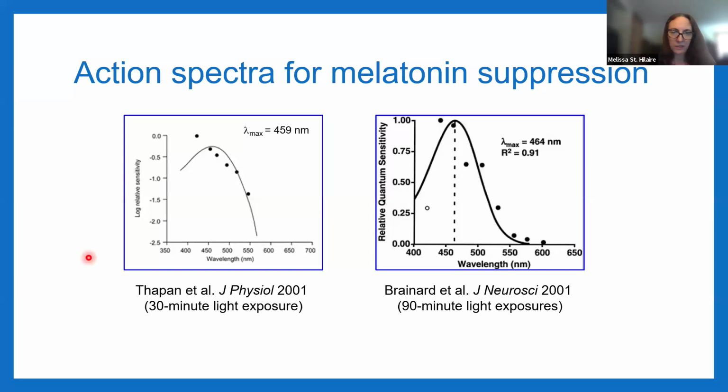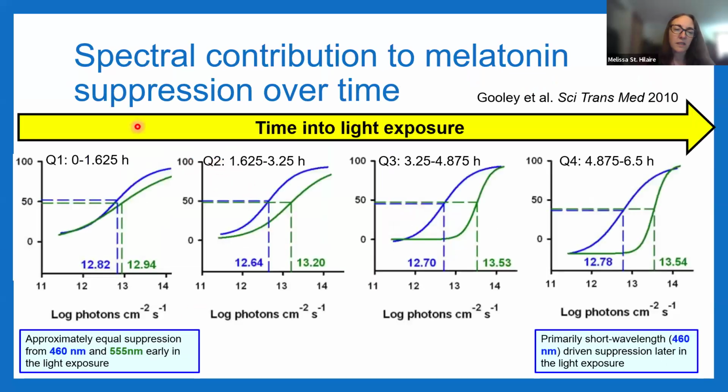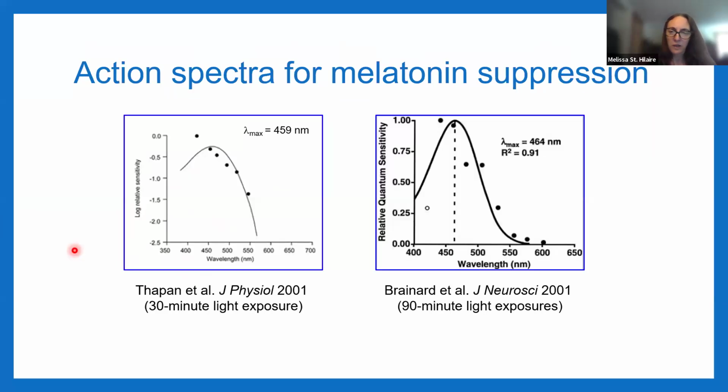And it turns out that that's not actually what we see in these original action spectra, and I'll try to explain why that is. So 460 would be about here, 555 is down here, and you can see that there's a significant difference in the log relative sensitivity. So that doesn't really match what we see in these curves.